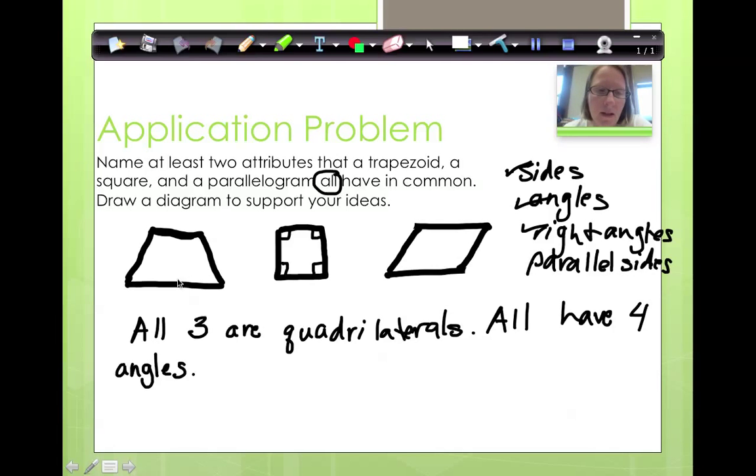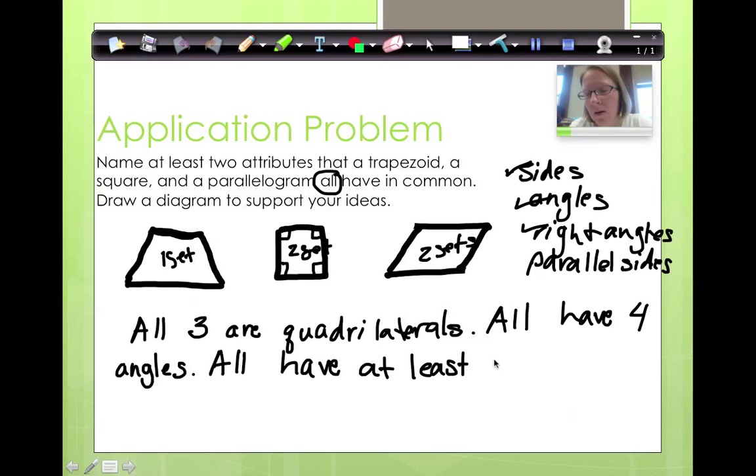How many sets of parallel sides does this one have? This has 1 set. This one has 2 sets, because it has these, and it has these. This one has 1 set, 2 sets. This one has 2 sets of parallel sides. Okay, so what's the same? This one only has 1 set. Well, can we say they all have at least 1 set? We can use those words, at least. Okay, all have at least 1 set of parallel sides.